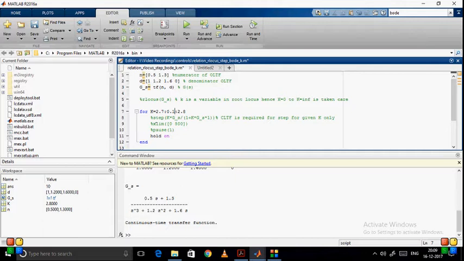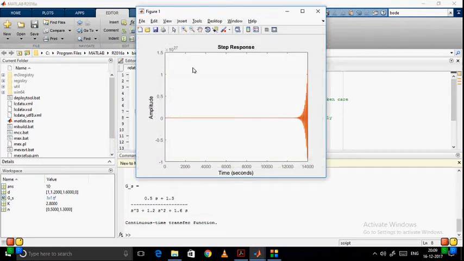So let me plot the step response. I will uncomment this step response. Okay, let me run this. Now I can't see the graph properly because the x-axis is running to 14,000, and because of this I can't see much.